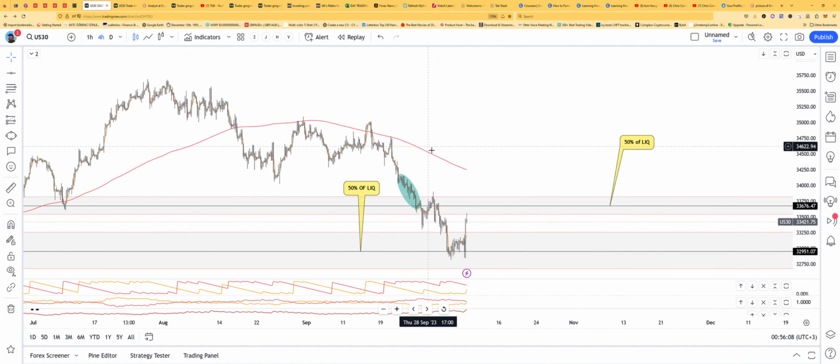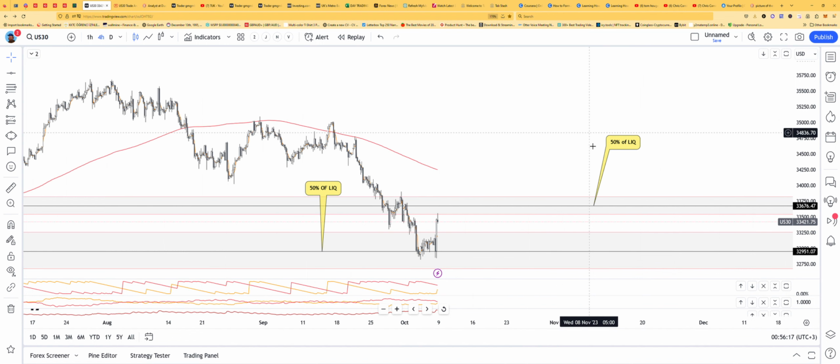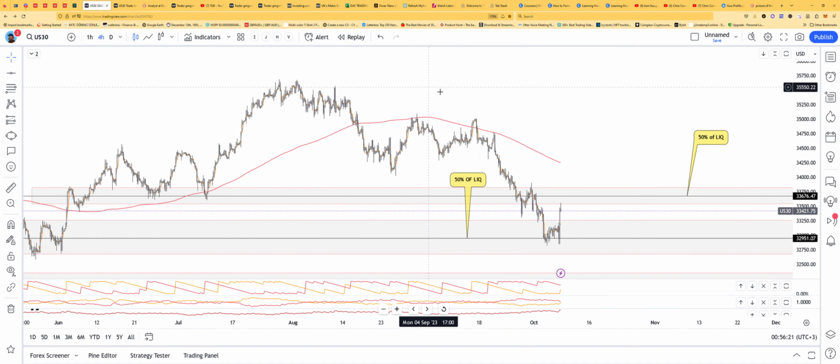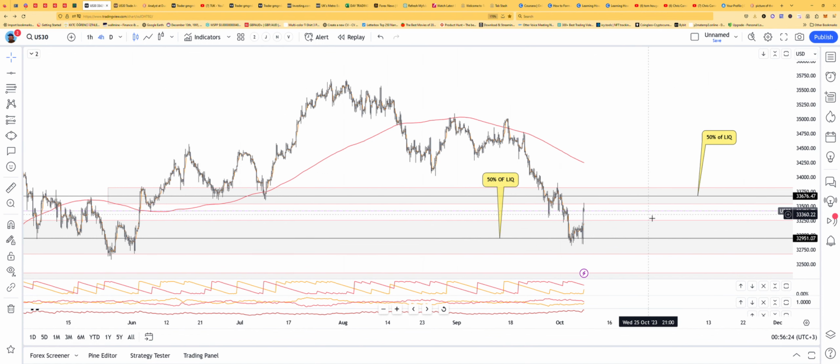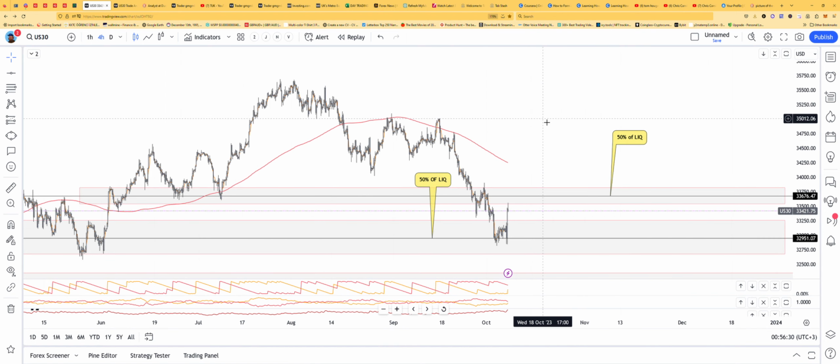But this is not the reason why we'll go back to the upside. We'll get a good reason in a minute. Alright, so you can see we marked out the 50% of the support resistance, and we marked out the 50% of the support liquidity, and marked out the 50% of the resistance liquidity.